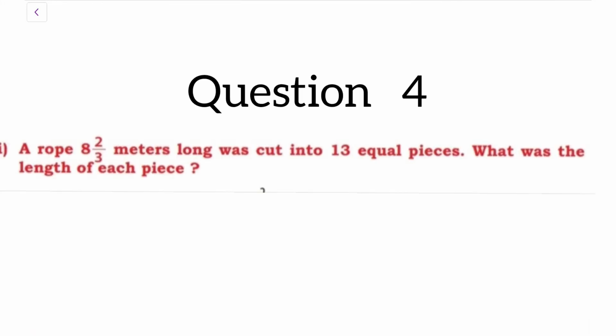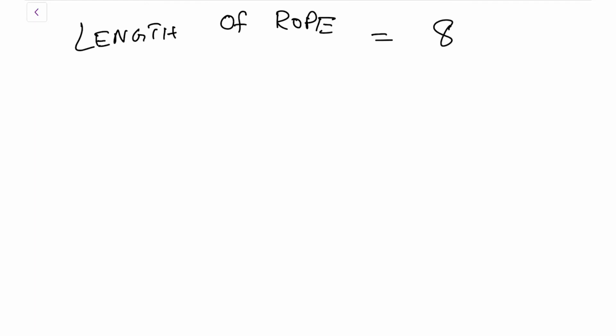Here's another question. A rope of 8 2 by 3 meters long was cut into 13 equal pieces. What was the length of each piece? Alright, let's write what is given. They've said that the length of the rope is 8 2 by 3 meters.